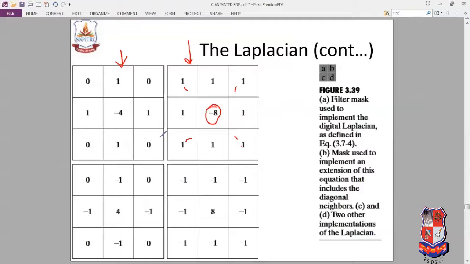Remember, we are soon going to see a filter in which the summation of the coefficients will not be 0, but that is not actually the high pass filter. That would be the enhancement filter. So don't get confused between that.